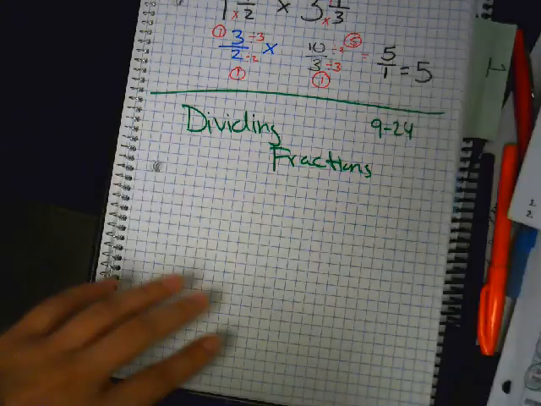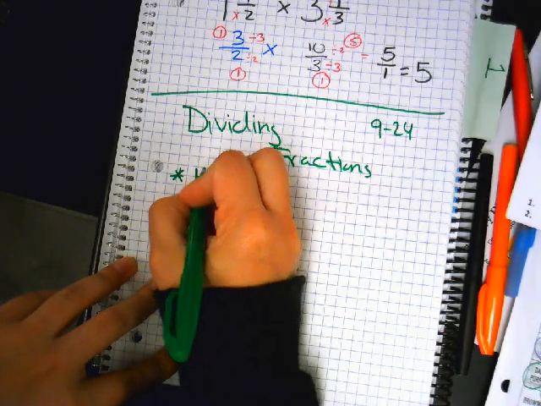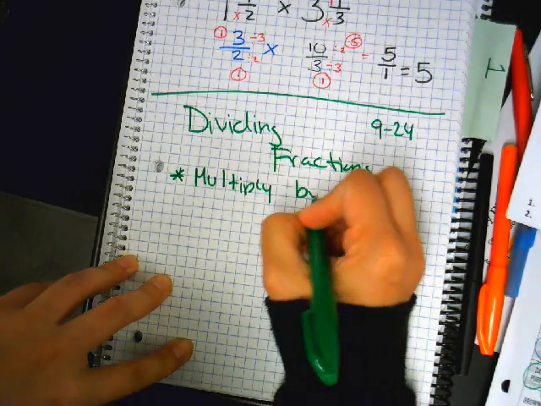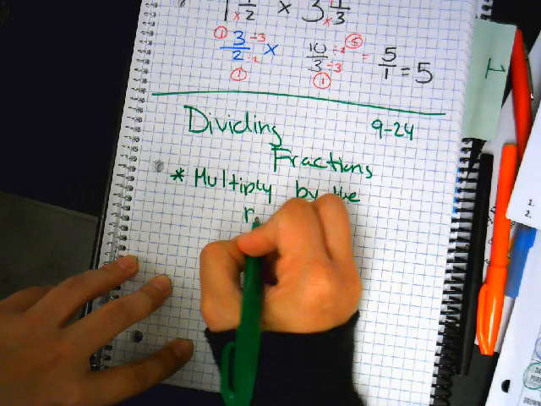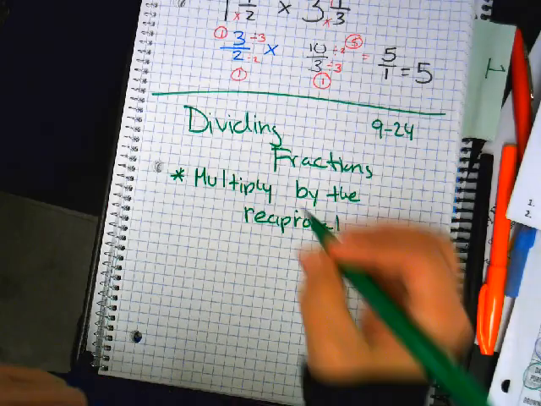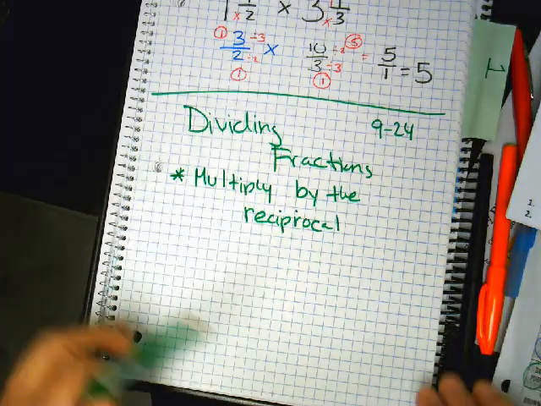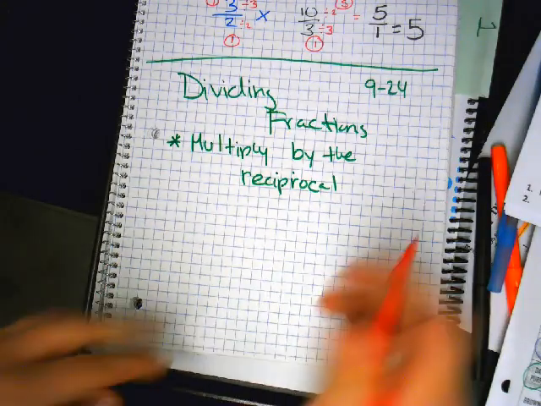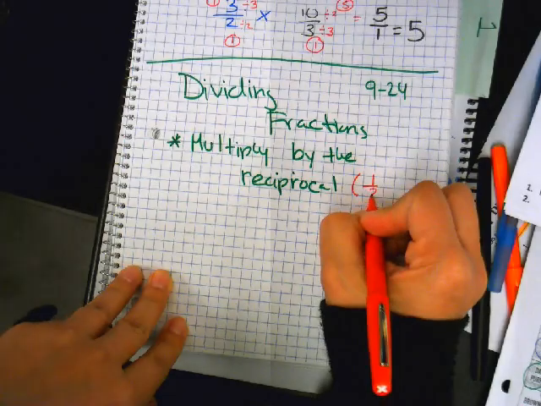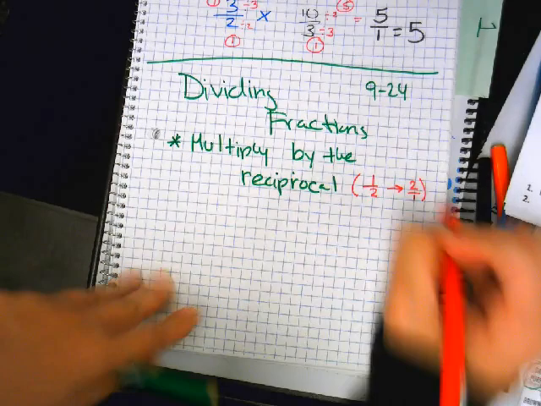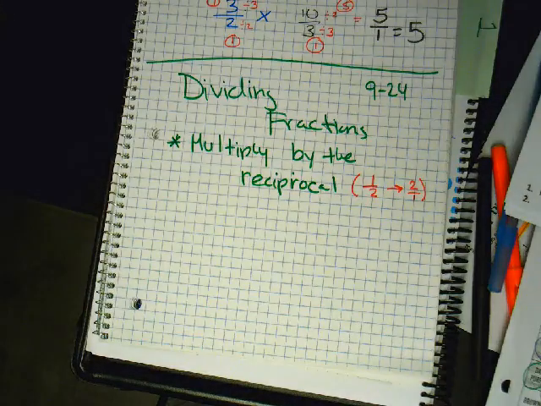So when you divide fractions, you actually multiply by the reciprocal. Multiply by the reciprocal, which actually means, for example, if I have 1/2, what would be the reciprocal? 2 over 1. They're not equal, so I didn't put an equal sign. So the reciprocal of 1/2 would just be 2 over 1. So you flip the fraction.